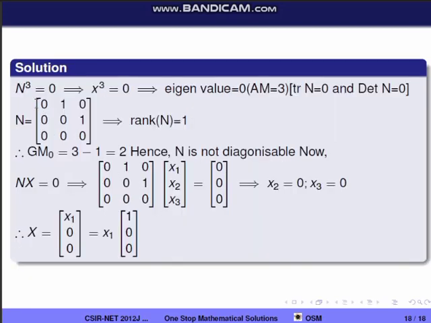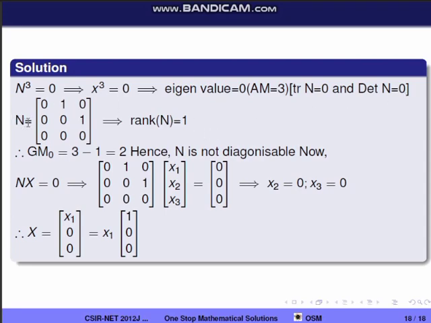We are given in the question N power 3 is equal to 0. So instead of N we replace that term by x, so that we get the characteristic equation. So we get x cube equal to 0, and the roots of the equation are the eigenvalues. So the eigenvalue is 0 with algebraic multiplicity 3, because here the value is repeating 3 times. And when we compare this equation with the general form of the characteristic equation, which I gave in the concept, we get trace of N equal to 0 and determinant of N equal to 0.